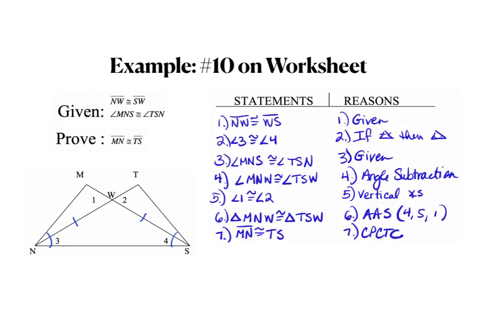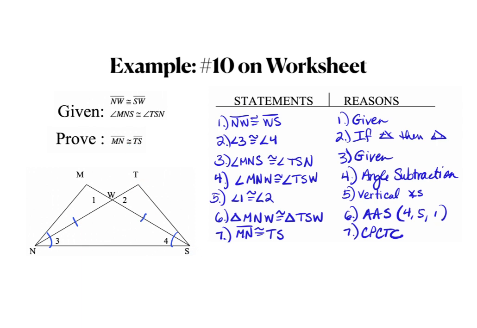Here's my answer. So again, like I said before, I like to mark what's given first. I know that NW is congruent to SW. I also know that angle MNS, this whole angle, is congruent to angle TSN, this whole angle. I'd like to prove that MN is congruent to TS.